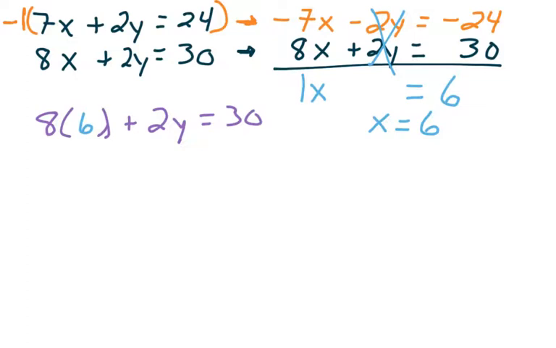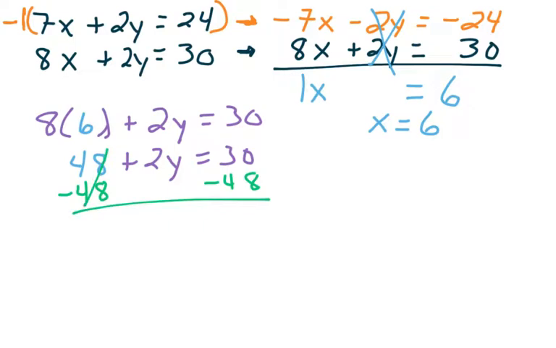And now I get to simplify. 8 times 6 is 48. I still have plus 2y is equal to 30. Now I need to get the variable term by itself, so I'm going to move that 48 to the other side by subtracting it. 48 minus 48 is 0, so it goes away. 2y is equal to negative 18.